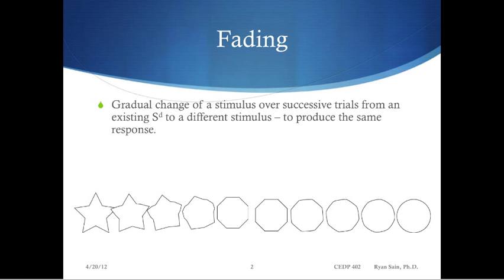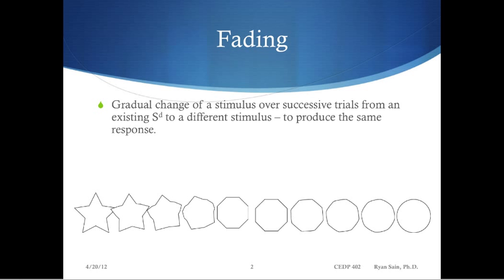All right? So right off the bat, you should see a couple of things. Number one, we're not going to make gigantic changes here. And then number two, we're going to do this repeatedly, over and over and over again. That's the successive trials part, right? From an existing discriminative stimulus to a different discriminative stimulus, you're going to produce the same response.